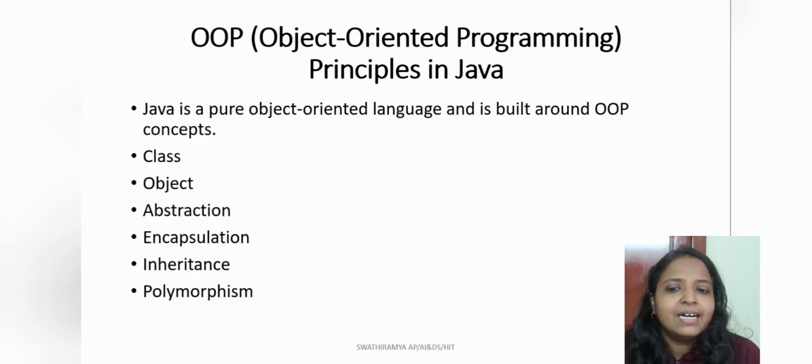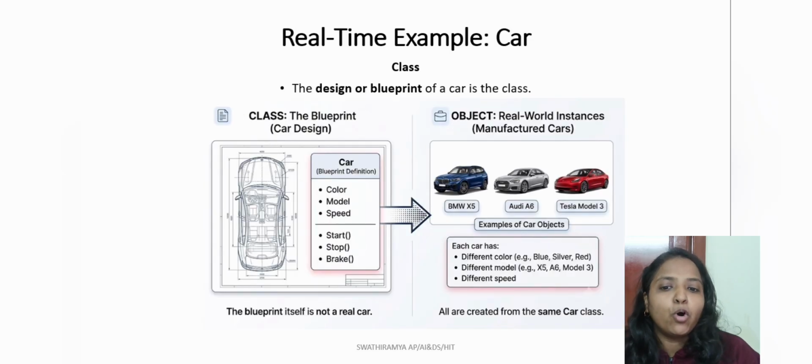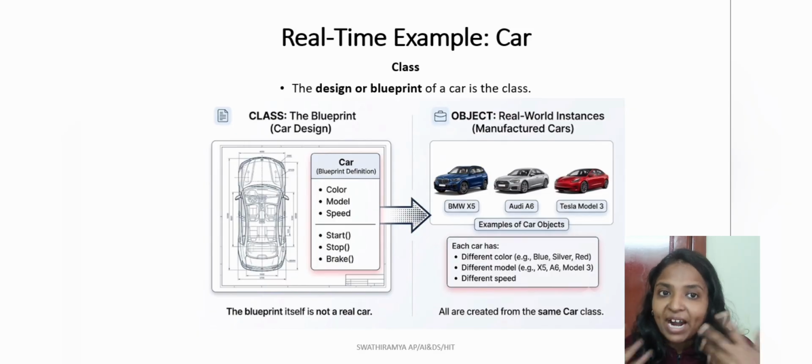Okay, let's take the real-time example of a car. Let us understand the concept of the class using a very simple real-time example, a car. Imagine that you want to create a program for a car. Before creating an individual car, we need to design it. Suppose you want to manufacture a car, think like that.